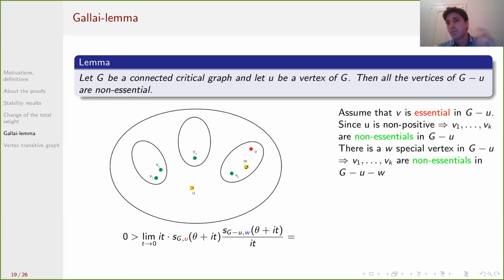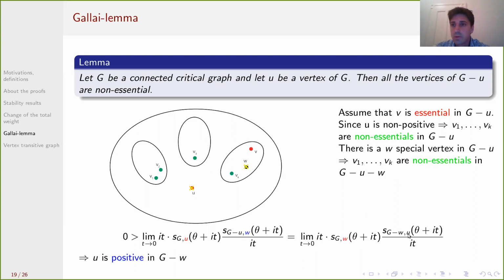Okay. Now we are deleting in a different order. We are deleting first W, and then we are deleting U. So now I use the first lemma for stochastic transformations. We know that W was essential in the original graph. So this first member here is again a positive number. How is it possible that this limit is a finite number? It's only possible if U is a positive vertex in G minus W.